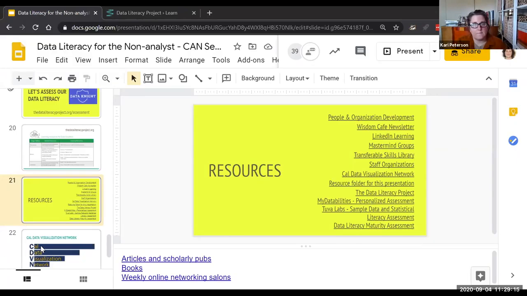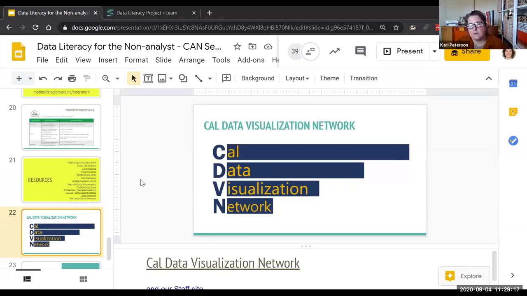And then briefly, when it comes to the actual technical skills, Cal Data Visualization Network has what are called masterminds. These are little subgroups of our network that get together around a specific software and meet and learn from each other. It's informal, it's peer learning. And right now we have one on Excel, one for Tableau, and one for SQL. And they're very, very cool.